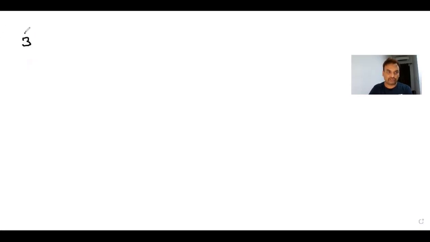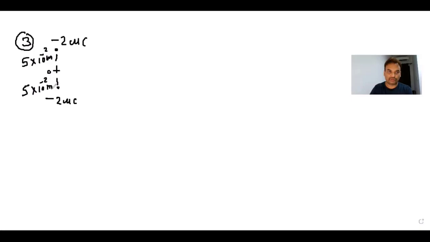So the third question is, if both the charges are negative, means this is minus 2 microcoulomb and this is again minus 2 microcoulomb, and everything is the same. All the distances are the same, right? And this is my central point, and from the central point, this distance is 5 into 10 to power minus 2 meter in the upper half, and the lower half also 5 into 10 to power minus 2 meter, right? And from this point O, we have a point P.